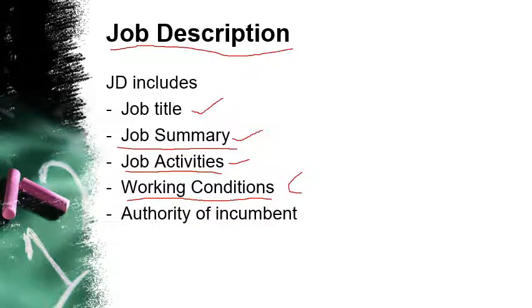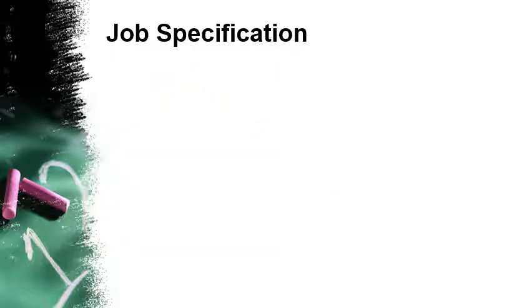Again, authority: whom you have to report to. Your employer or supervisor will be mentioned. That is also an important component in a job description. So these are the various things we can consider in a job description. The job description describes the nature of the job: the responsibilities, the job title, whom you have to report to, the job location, etc. That is what a job description is all about.